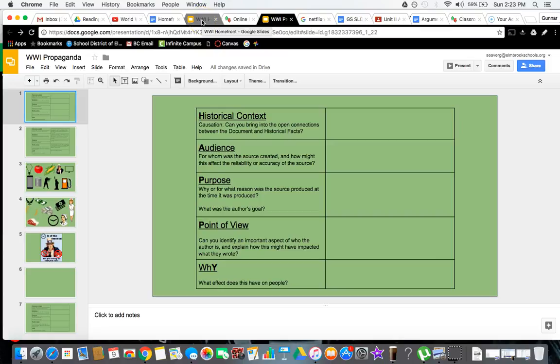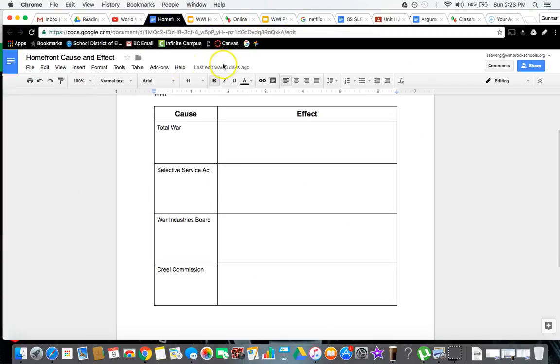I'll give you a minute here to get that done, and we're going to be working in that document towards the end of class today. So again, make sure you have this document open and you know where it is under the stream in classroom. It is a Google Slides presentation, but it's something that you guys are going to be typing on. And also, you guys need to have this Homefront Cause and Effect document open, along with anywhere that you typically take your notes.